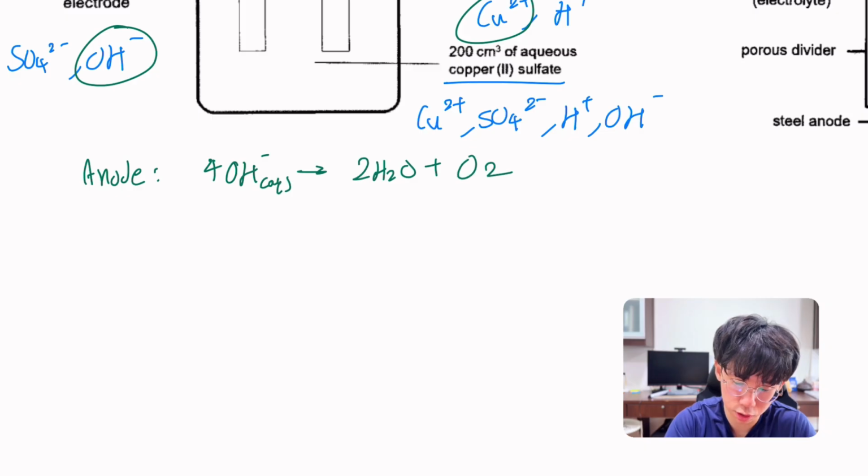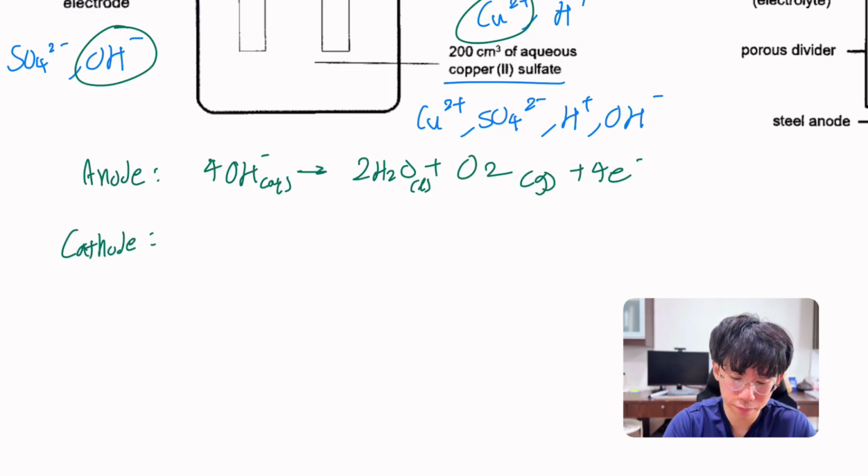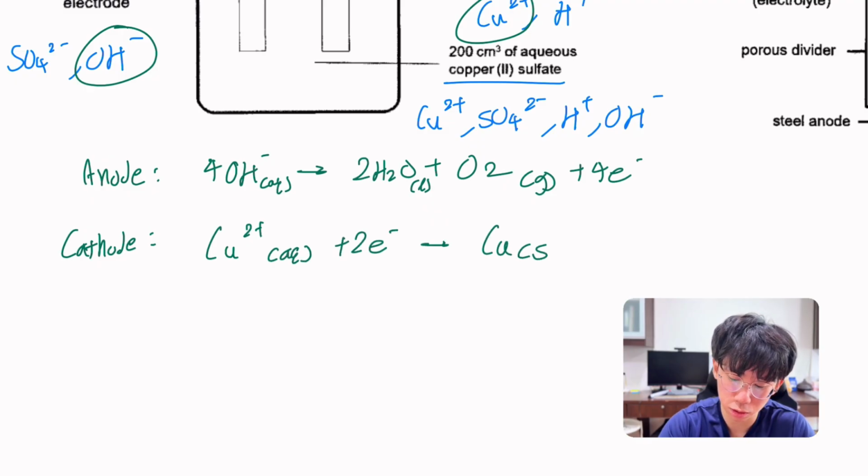Let's write some state symbols here because it's a half equation. Don't forget your electrons. And at the cathode, your Cu2+ will win. So Cu2+ will be reduced to copper metal.